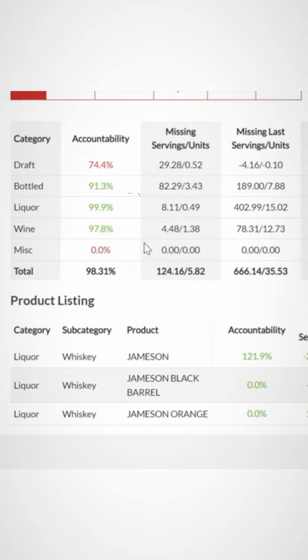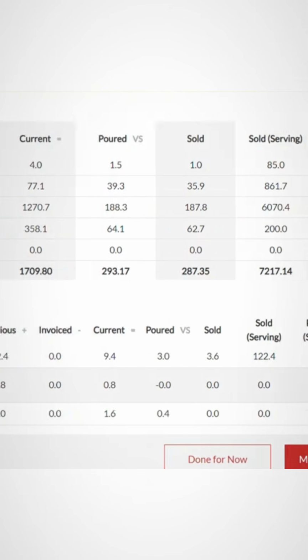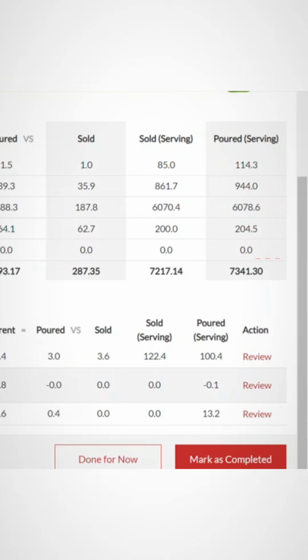The good news for this bar is their overall liquor score is basically perfect, and the score for the bar is also about as good as it gets, where this bar is only missing 1.7% of all of the 7,000 measures of alcohol that were served during this 2-week period.